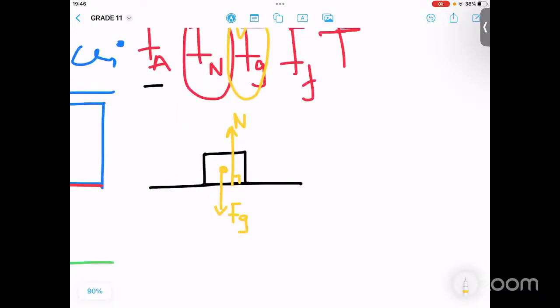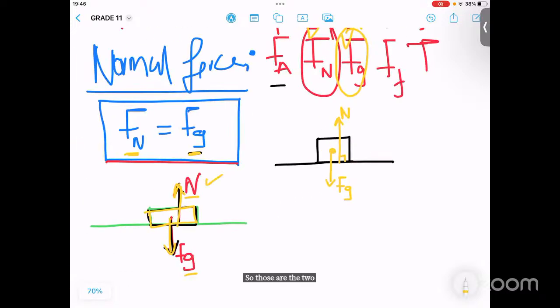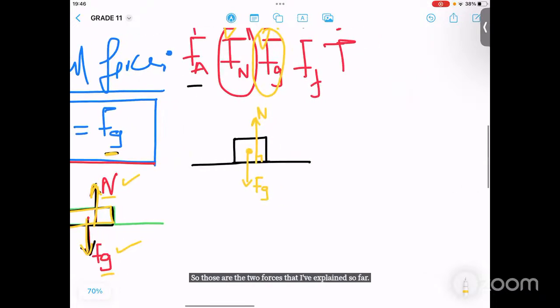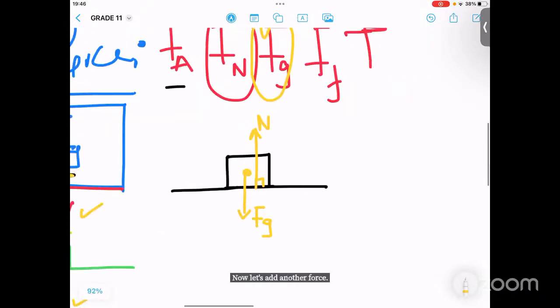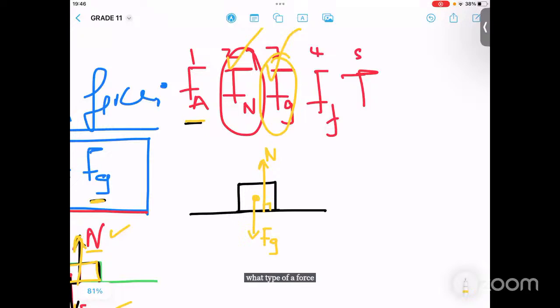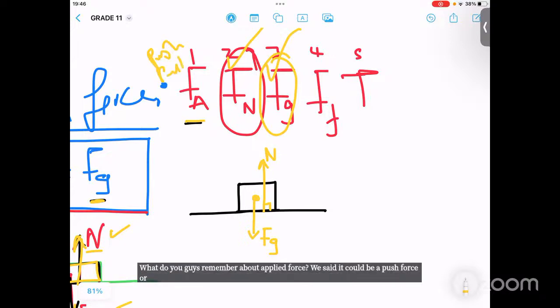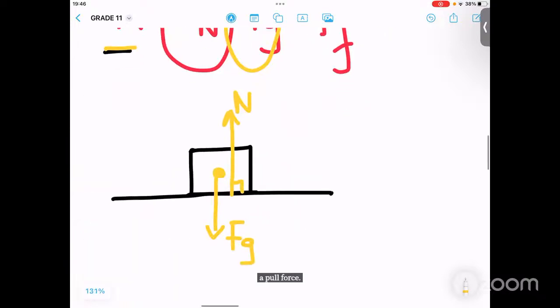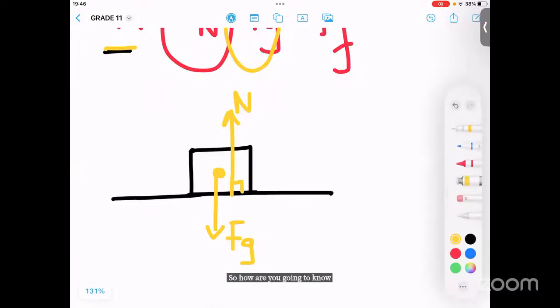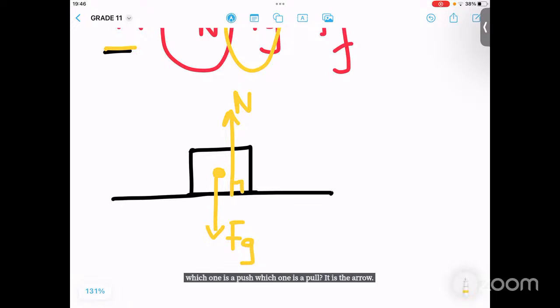So those are the two forces that I've explained so far. Now let's add another force. What type of force? Applied force. What do you remember about applied force? We said it could be a push force or a pull force. So how are you going to know which one is a push and which one is a pull? It is the arrow. In physical sciences, the arrow speaks louder than words.